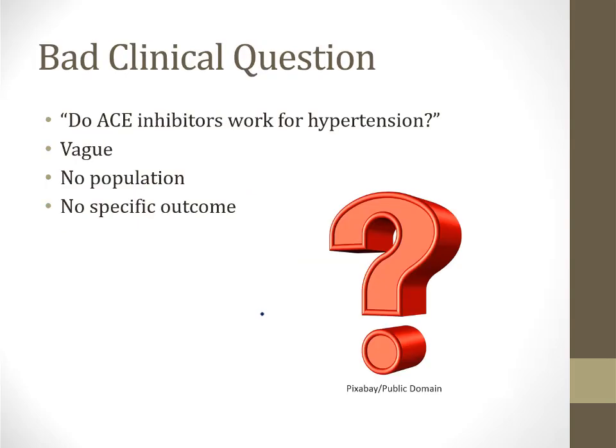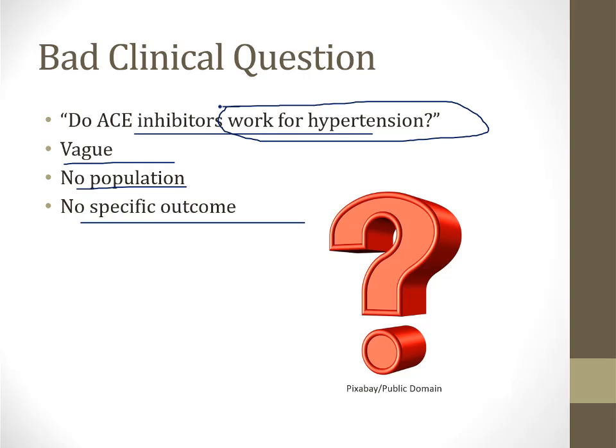So just to make this very clear, here's an example of a bad clinical question. Do ACE inhibitors work for hypertension? This is a vague question. There's no population defined. Are we talking about men or women? Are we talking about elderly patients, younger patients? And there's no specific outcome. It just says, does it work for hypertension? What are you talking about? Are you talking about reducing blood pressure? Are you talking about preventing strokes? We need to define the outcome to make a good clinical question.